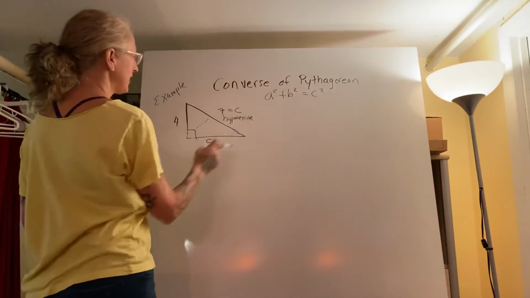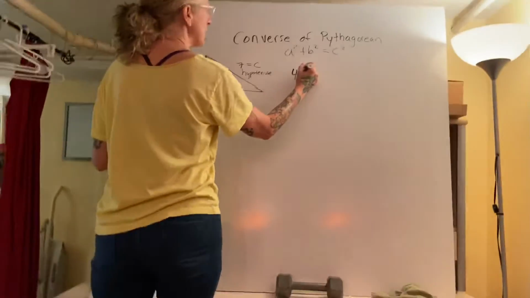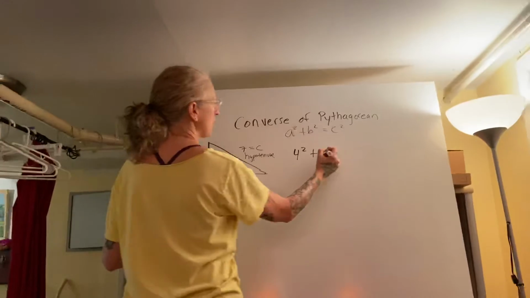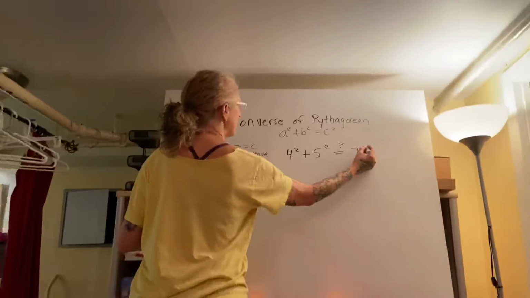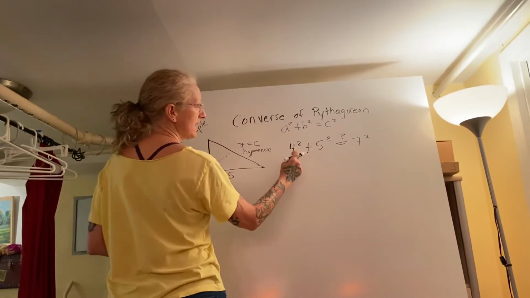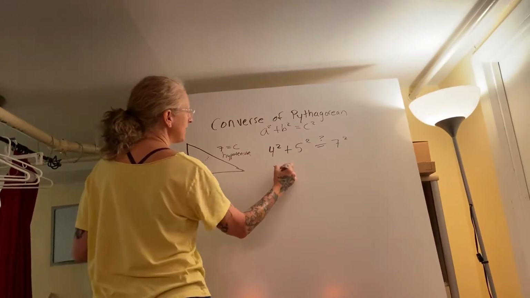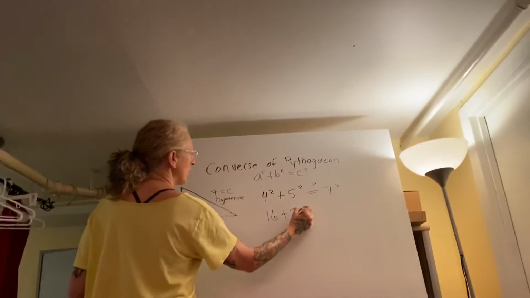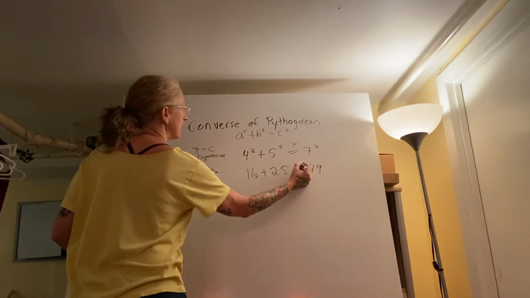So now we have to plug these in. So let's call the smallest side A. So 4 squared plus 5 squared. Does it equal 7 squared? Is that true? So let's see. 16, so 4 times 4, not 4 times 2, 4 times 4. So 16 plus 25, does that equal 49?